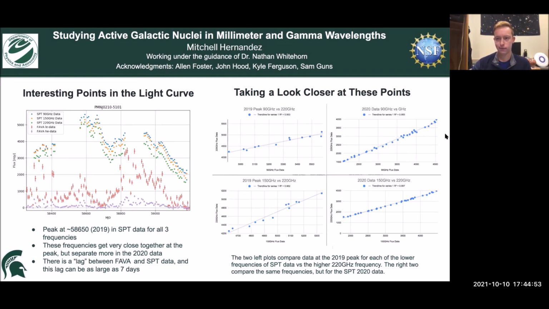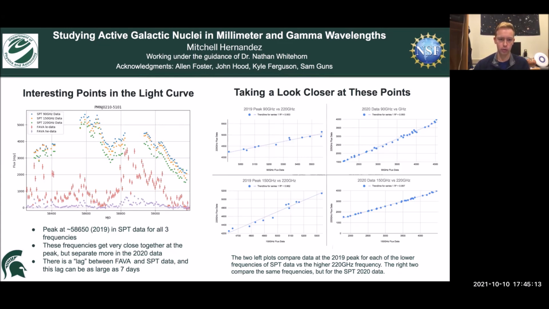Nice talk. I had a question that was very similar to Tim's. I was wondering if the other gamma ray band, which is, I think, the purple crosses, gives you any separate information about lags, time lags relative to the first gamma ray band or the SPT data?